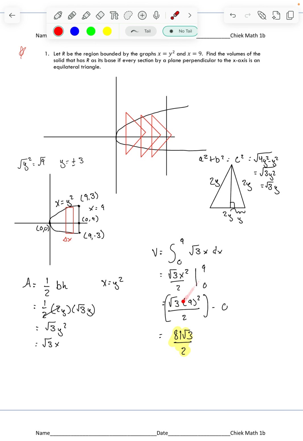And then I plugged my limits into each one. I just made the 0 part minus 0, because I know in my head that if I plug a 0 into this, it's just going to be 0. Then for the 9, 9 squared is 81, divided by 2, which can't really go into anything, so the answer is just 81 times the square root of 3 over 2.